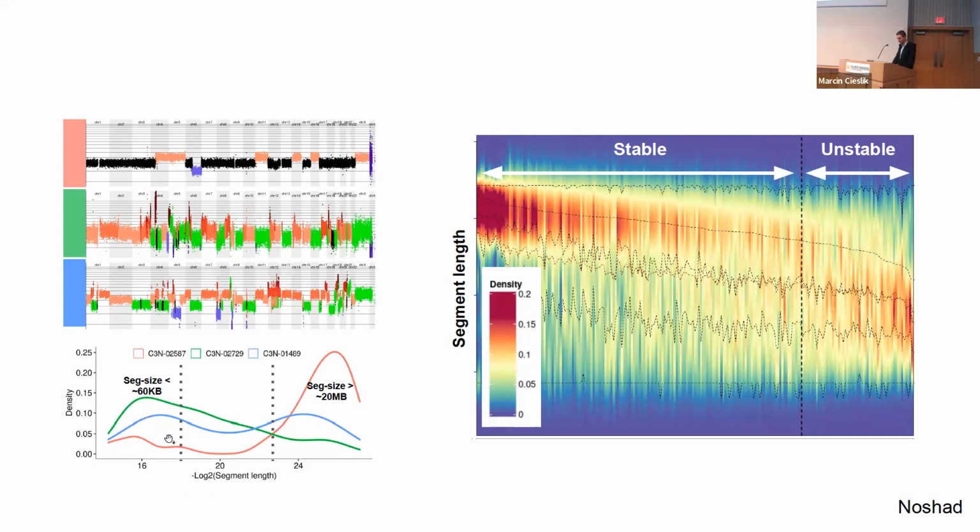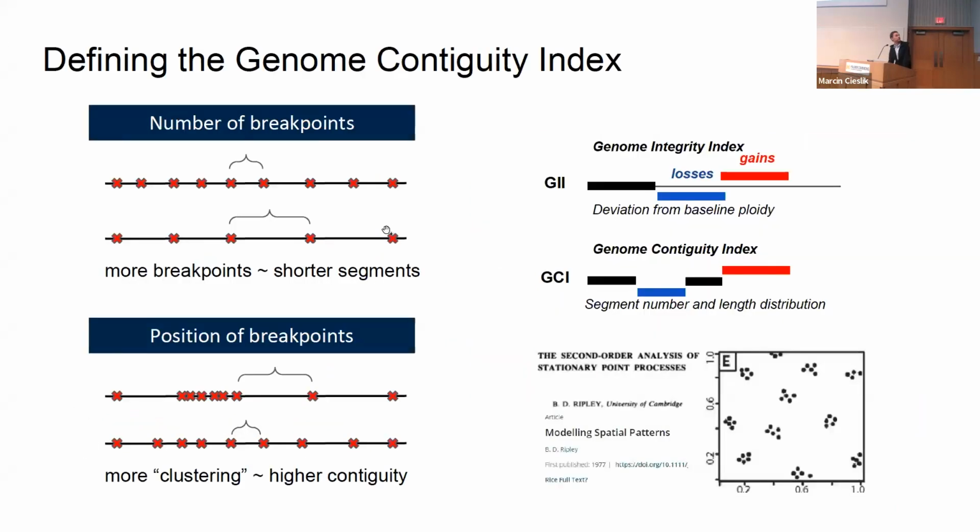There are 3 cases here. One case, you can see the red case, has the majority of segments very long, and contrast it with the green case, which has the majority of segments very short. So we decided to look at the segment length distribution as a way of risk stratifying lung adenocarcinomas. What Naushad did here is he looked a little bit into an old literature of studying spatial processes, in effect, looking at clustering patterns.